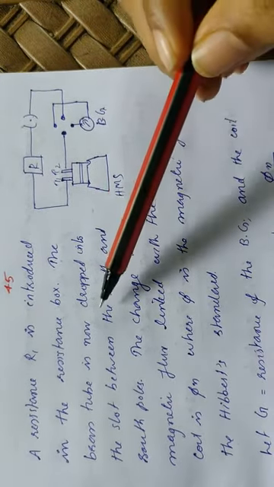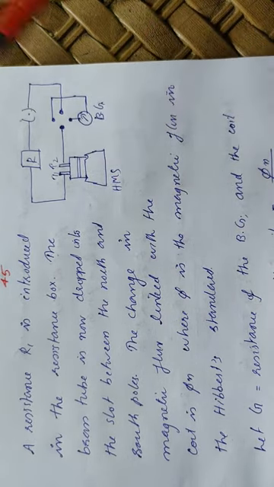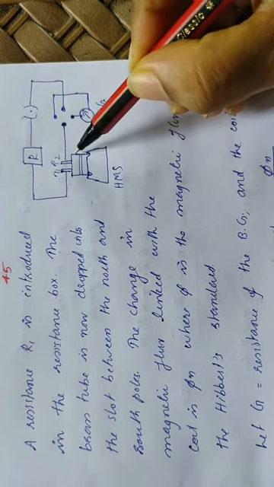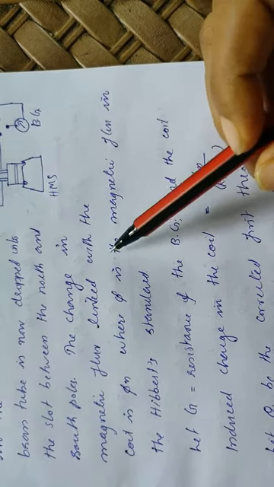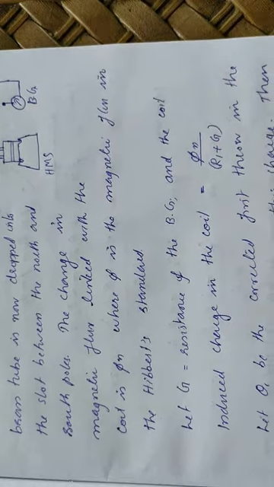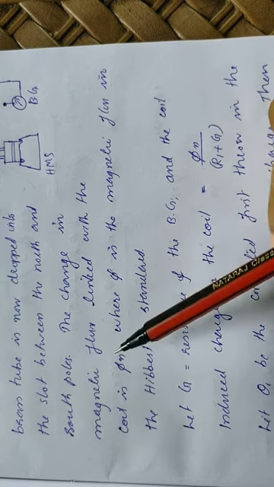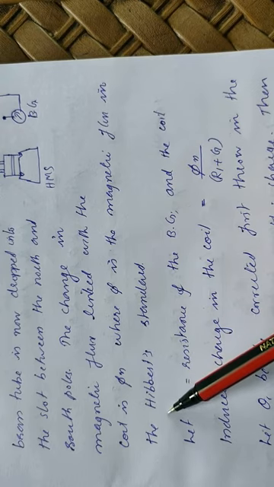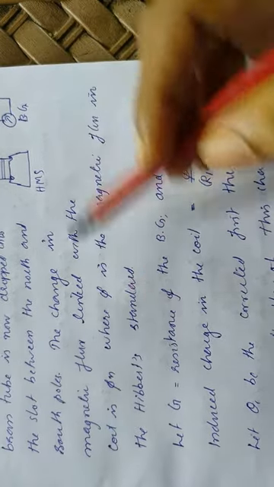Okay. So the brass tube is now dropped into the slot between the north and south pole. So this is the slot. I have drawn it as a cut here. This is a cylindrical slot. So this brass tube is dropped into this slot. The change in magnetic flux linked with the coil is phi n, where phi is the magnetic flux in the Hibbert standard.